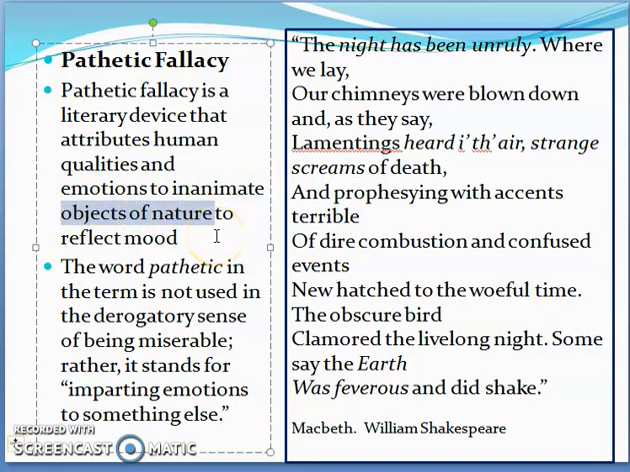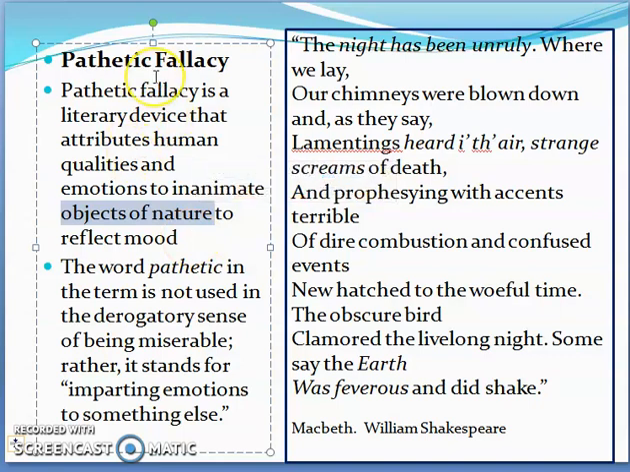So you are going to give a certain mood to the moon, or to the clouds or the air, etc. So the objects have to be inanimate objects of nature, whereas in personification you can give different human attributes to inanimate objects outside nature also. For example, a train or a table or a chair, etc. But in pathetic fallacy, you give human qualities and emotions to inanimate objects of nature to reflect mood.